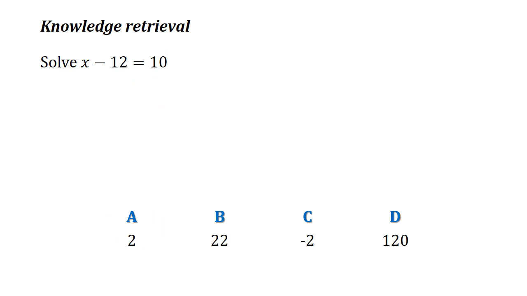Right, same idea. Pause it. Work out the answer A, B, C, or D. We get rid of the takeaway 12 by adding 12 to both sides of the equation. Leaves us with x is 22. B was correct.